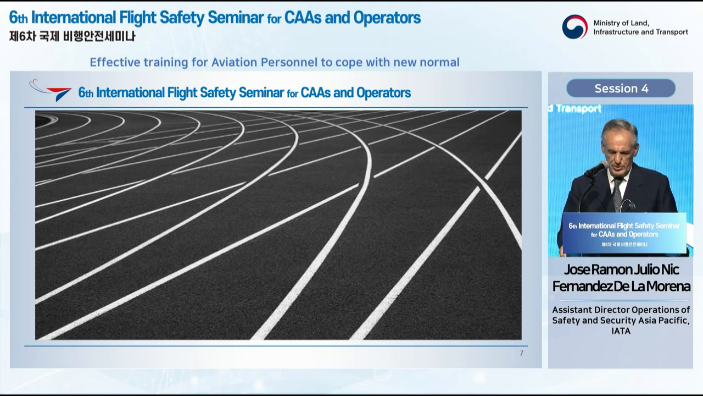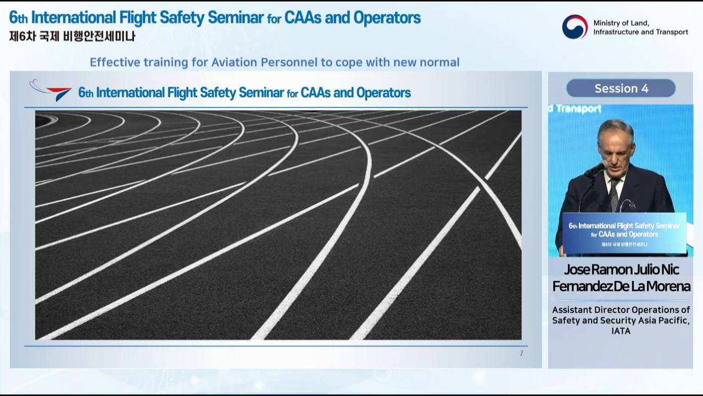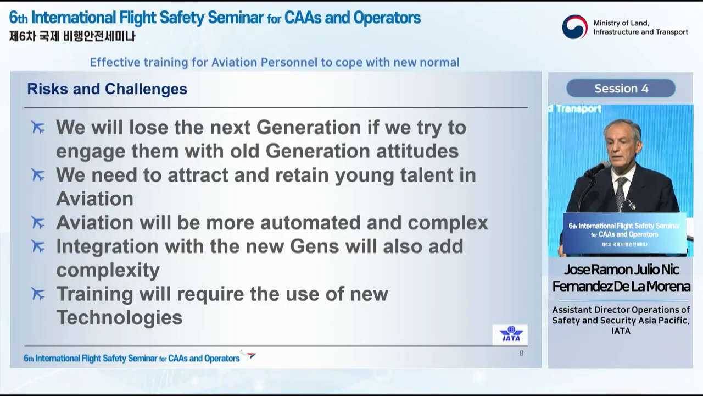Not all the ways used to obtain the desired outcome might have the same level of safety. So it's necessary to know the risks associated with each of the technologies offered by the new training technology. We must be aware that there could be some induced risk. Here, you have some of the risks and challenges that we may face. So we will lose the new generation if we engage them with our boomer and Generation X attitudes or learning skills. Aviation will definitely be more automated and more complex, and the integration of the new generation will also add complexity to the system.